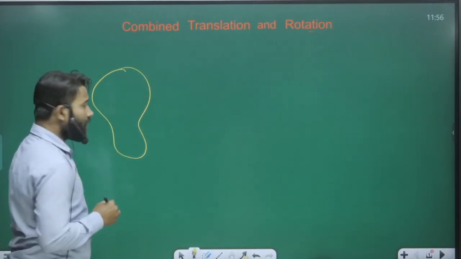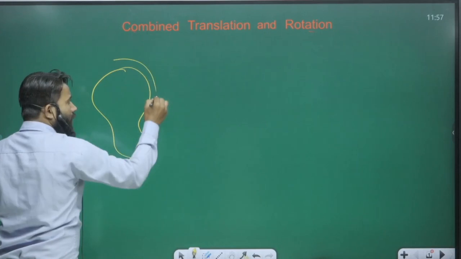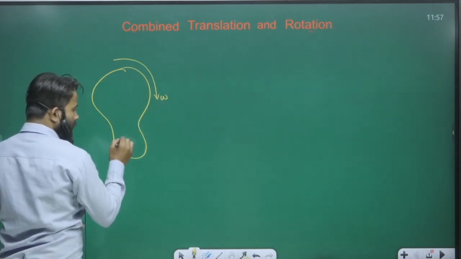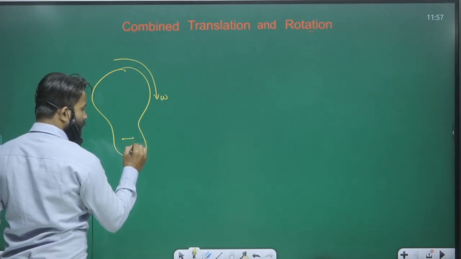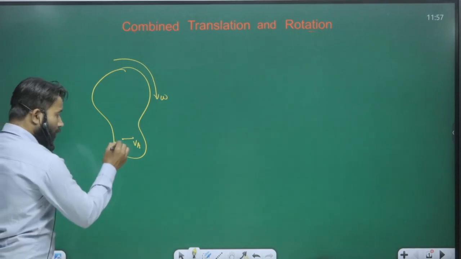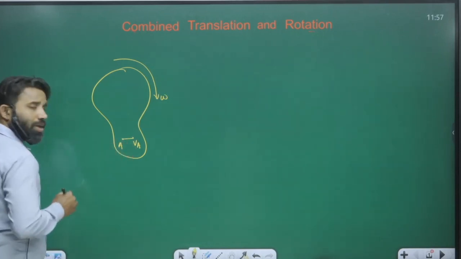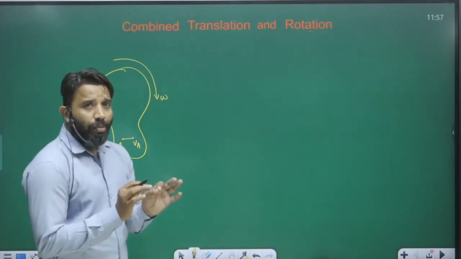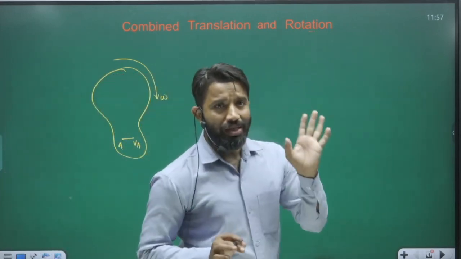a rigid body. This body is rotating with some angular velocity omega and it is having some velocity VA in the forward direction. For this point we have represented its velocity VA. Now one by one we will talk about rotation and translation.